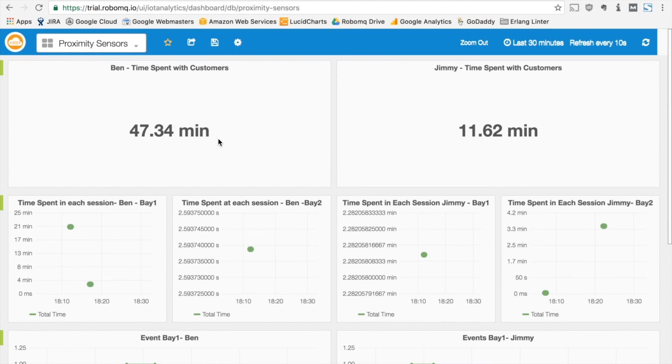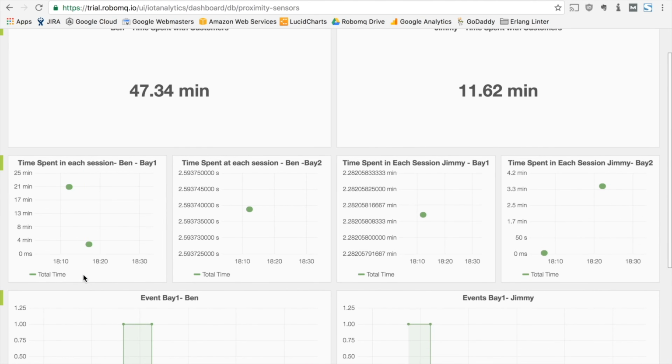IoT Analytics doesn't just show bay 1 and bay 2 or table 1 or table 2. It can show events for only table 1 or Ben and Jimmy, depending on what panel you have and how it's set up. So if you look at all the aggregate data from every single entry or exit instance with Ben and Jimmy in relation to table 1 or table 2, you can see that Ben spent 47.34 minutes with customers over table 1 and table 2. Jimmy has spent only 11.62 minutes with customers on table 1 or table 2.